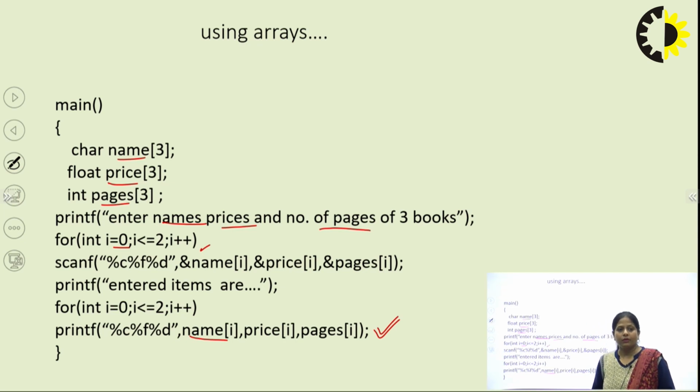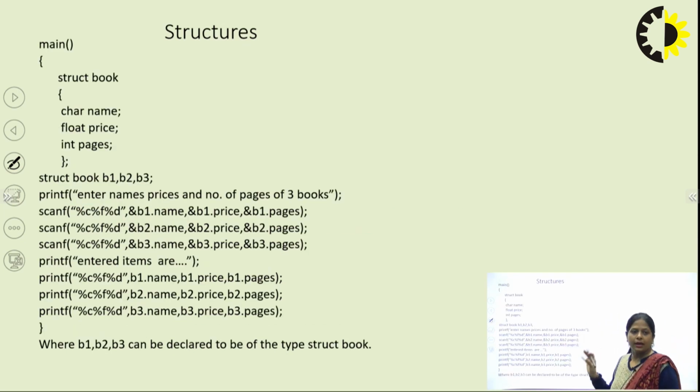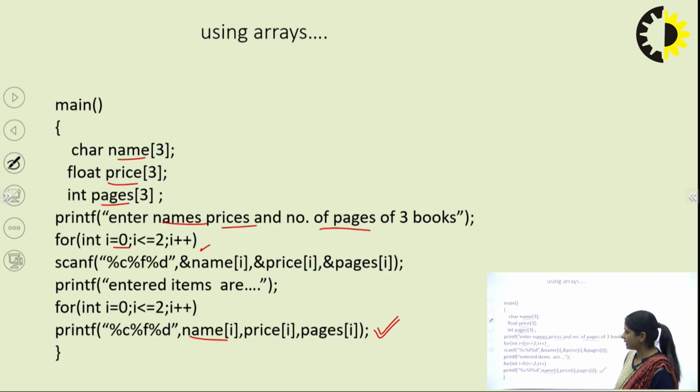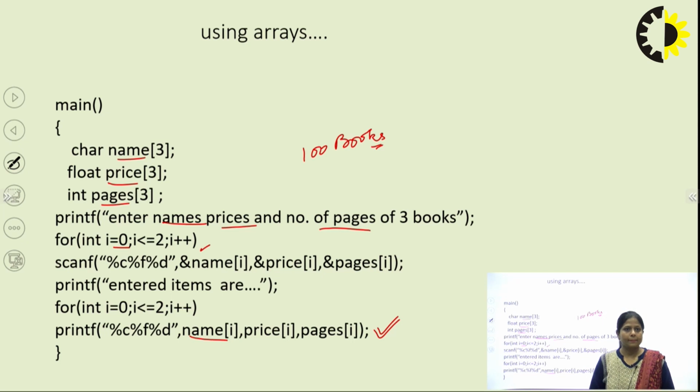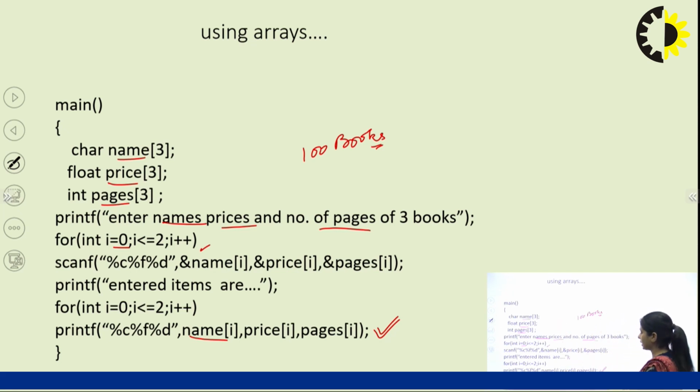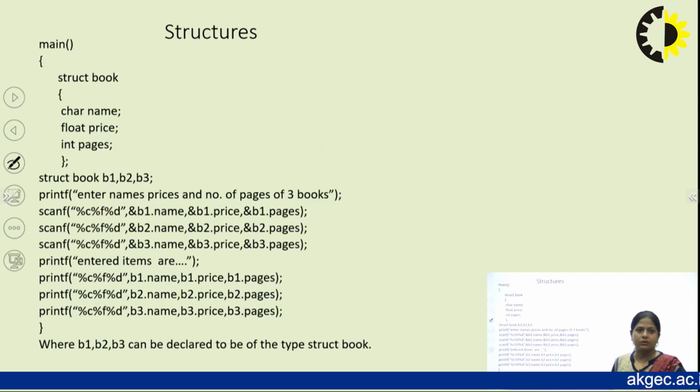But if I want to have a complete record, say a record of 5 books, 100 books or 500 books, it becomes a very tedious task if I consider different array names. In this example, if I need to keep the record of say 100 books, then the record of book B1, B2, B3, B4 and so on becomes a little bit complex and tedious task to manage without using structures.